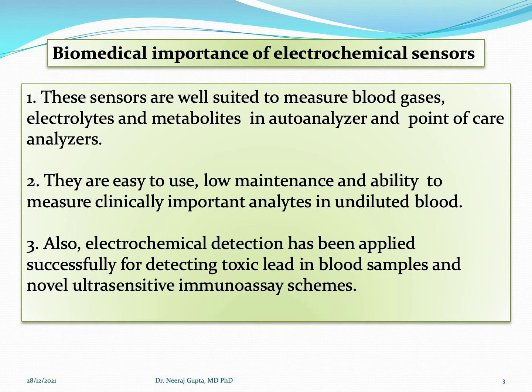Let's look at the biomedical importance of these electrochemical sensors in general. These sensors are well suited to measure blood gases like oxygen, carbon dioxide, electrolytes, and metabolites in autoanalyzers and point of care analyzers. They are easy to use, have low maintenance, and have the ability to measure clinically important analytes in undiluted blood. Further, electrochemical detection has been applied successfully for detecting toxic poisons in blood samples of patients and in novel ultra-sensitive immunoassay schemes.